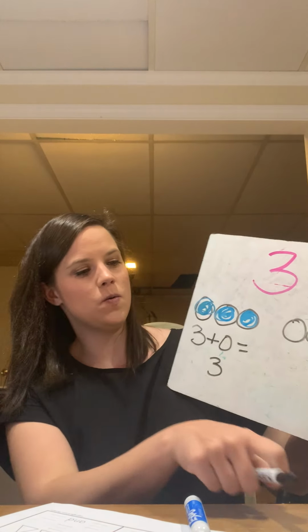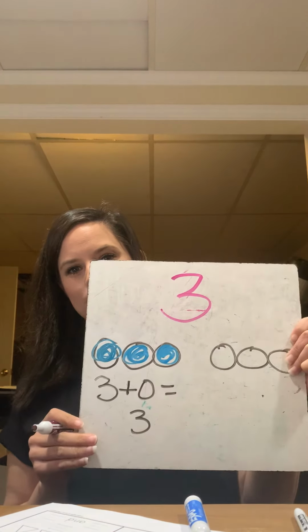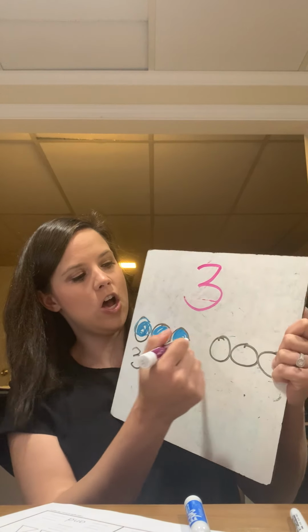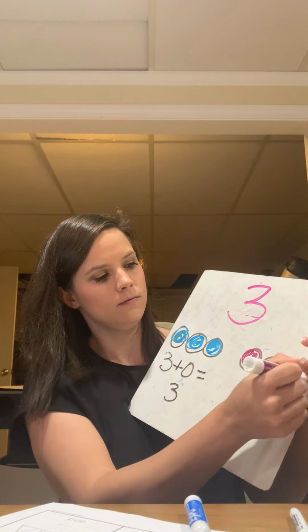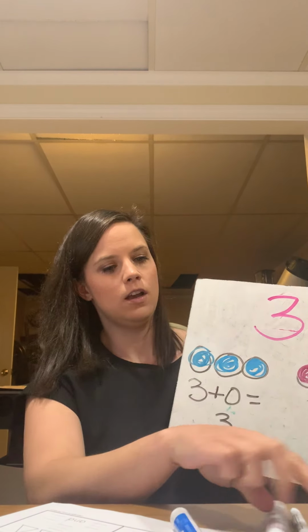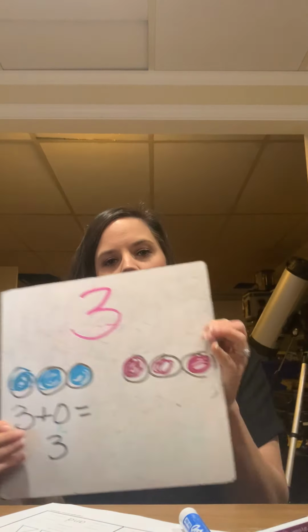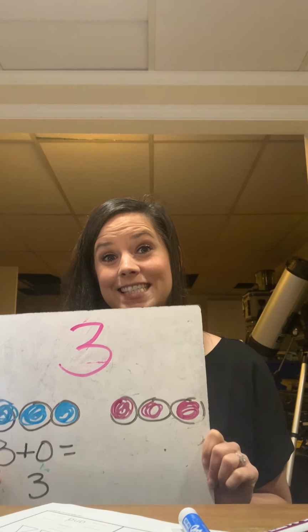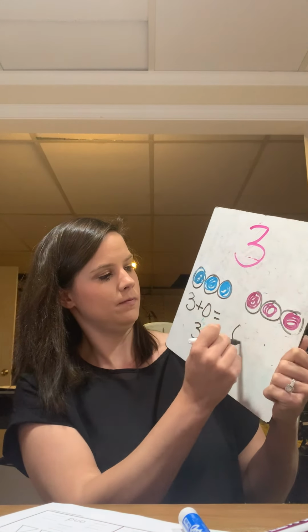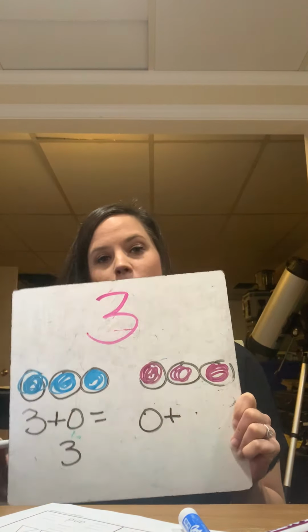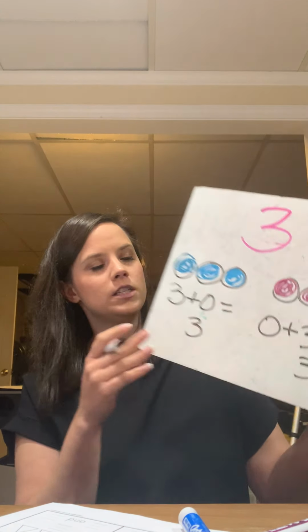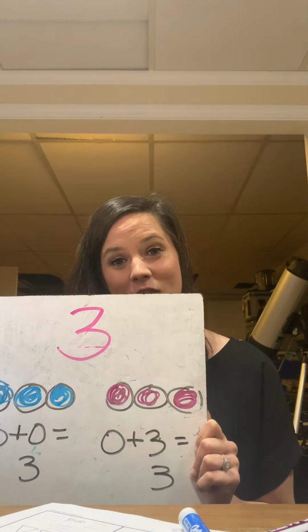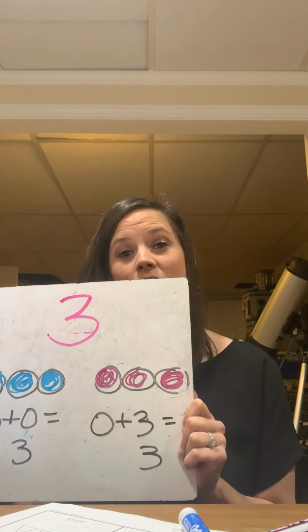So now let's do the opposite of that one. So I'm going to shade all 3 of them purple. So how many do I have that are blue? 0 blue plus how many purple? 3 purple. So 0 plus 3 is 3.